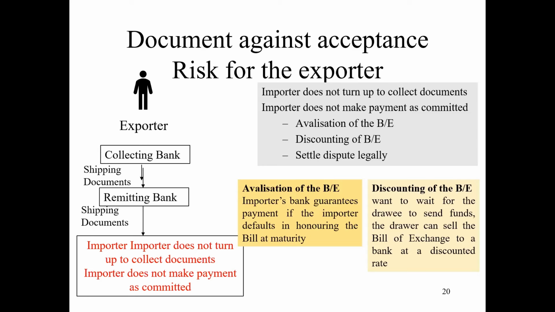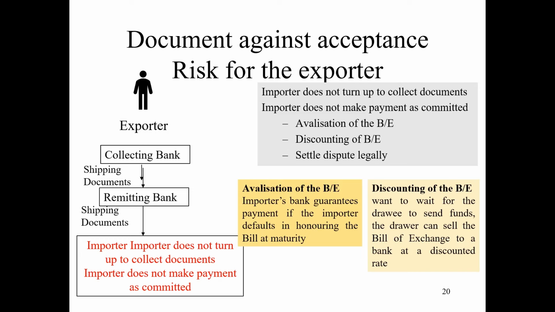If we talk about the risk for the exporter in case of DA, the exporter in this case is at a higher risk as compared to the importer, as he has shipped the goods for which the importer will make payment at a future date. There can be instances of non-payment by the importer on maturity of the draft. In such cases, the exporter can either opt for avalization or discounting of the bill of exchange. In case of avalization of the bill of exchange, the importer's bank or remitting bank guarantees payment if the importer defaults in honoring a bill at maturity.